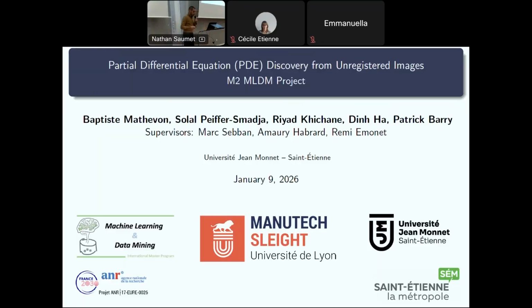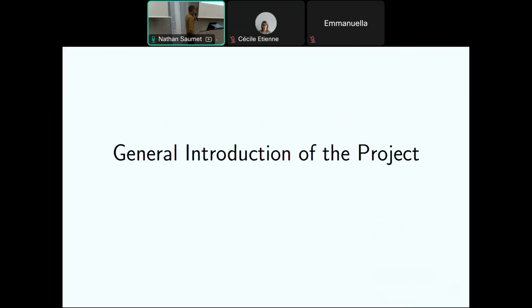Hello, everyone. So my name is Baptiste, and I'm going to present our MLDM M2 MLDM project, partial differential equation discovery from unregistered images. So first, as François said, I'm going to do a general introduction of our project.